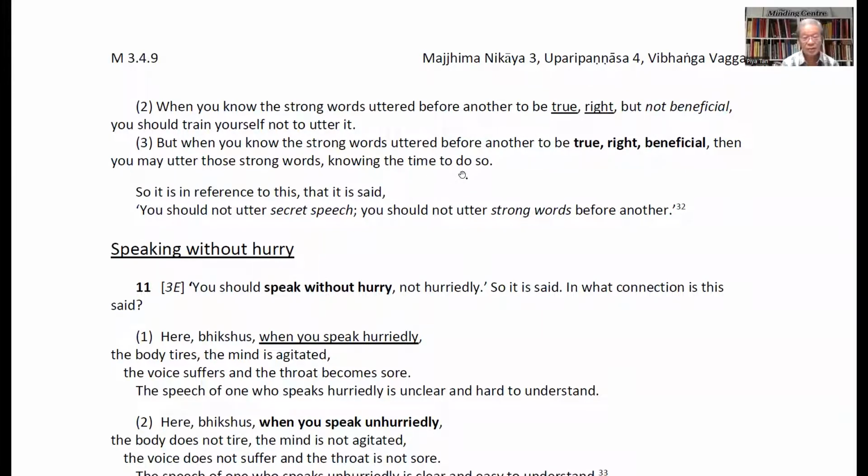I suppose this also refers to writing. When I write essays, I have to make sure I'm writing it at the right time. So for me, the right time is in the context of the suttas, referring to things which are relevant and correct and true. So it is in reference to this that it is said, you should not utter secret speech, you should not utter strong words before another. All right? And now we come to 3E.